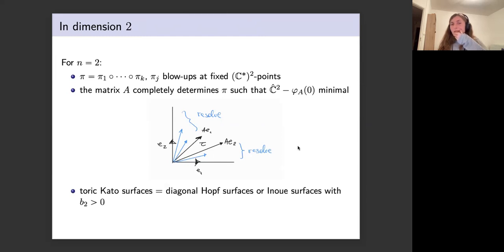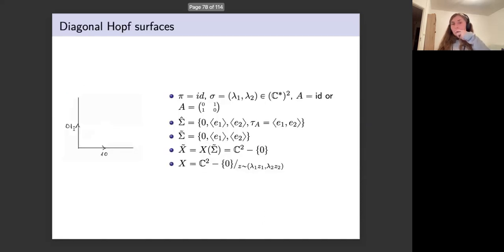And another remark is that in complex dimension 2, toric Kato surfaces are exactly diagonal Hopf surfaces, or the surfaces constructed by Inoue with b2 positive. So for diagonal Hopf, what is the picture? The picture is very simple here.